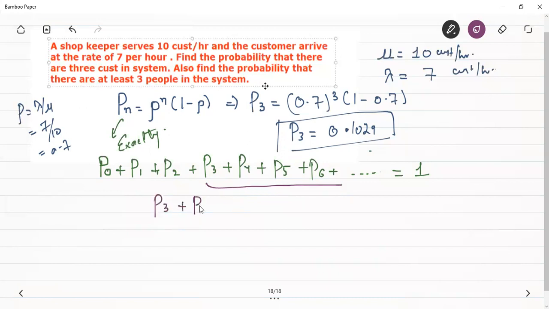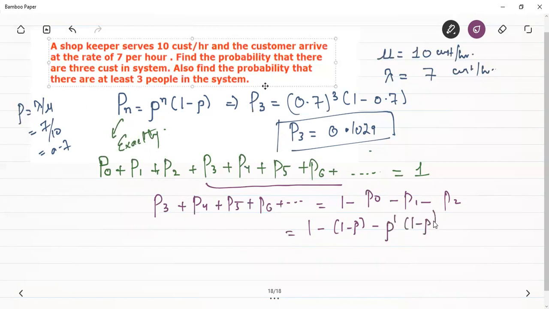ठीक है, probability that there are 3 customers in the system, at least 3 means what? It can be 3, it can be 4, it can be 5, it can be 6, and so on. That will be equal to 1 minus p naught. सॉरी, left hand side जाके ये सारा minus हो जाएगा. ठीक है, ये term ये term ये term left hand side में आएंगी. So this will be equal to 1 minus p naught, which is equal to 1 minus rho, और ये जो p1 होता है it is equal to rho raised power 1, 1 minus rho, minus this, sorry, this probability that there are 2 customers in the system.